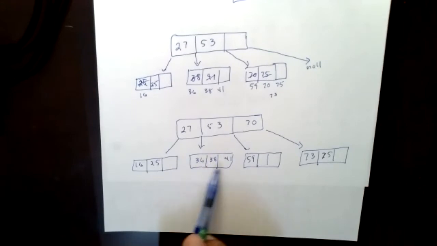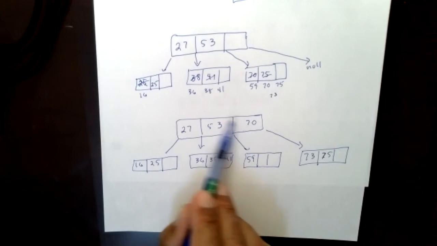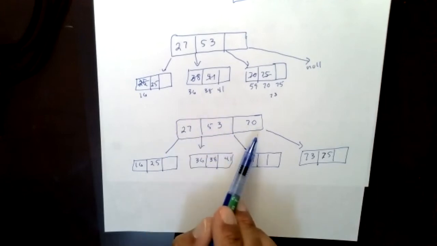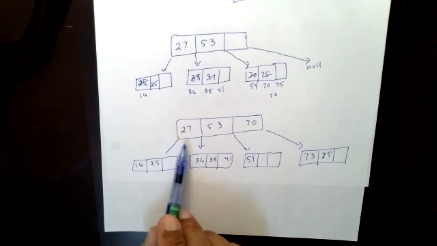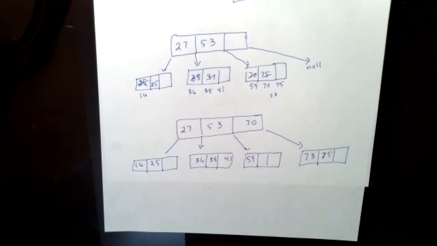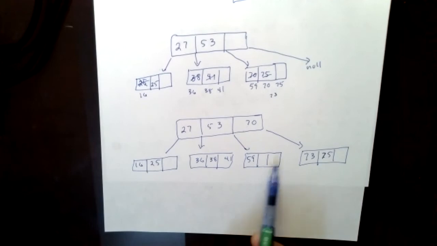But guess what happens if it goes here? I have to blow this up. I'm going to send 38 up. But when I send 38 up, it causes me to blow this up, which now 53 will be the only term, 27 and whatever else will go to the left, 70 will go to the right. If I have a number bigger than 53 and less than 70, it'll go in here. If I have a number greater than 70, it goes over to there.